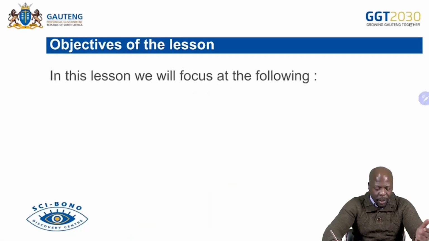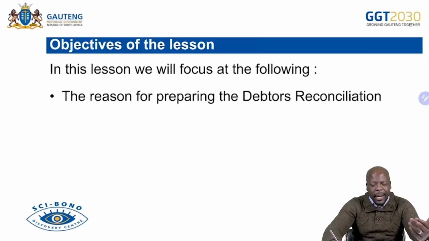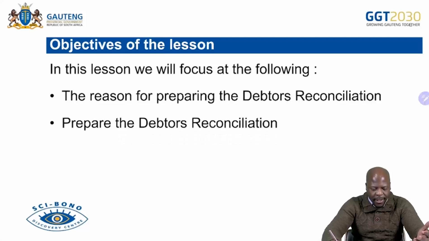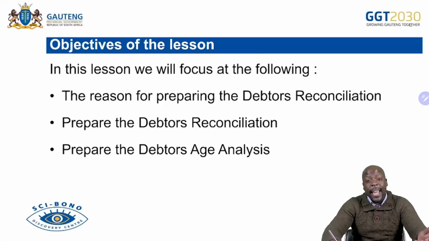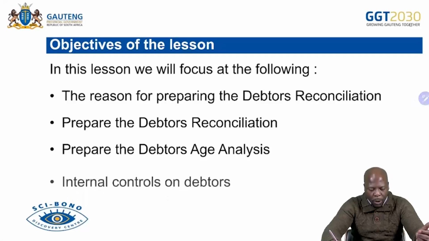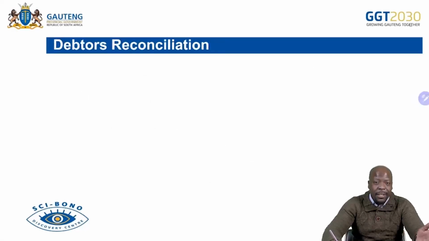It's very simple. Today, we intend to focus on the following items. Number one, the reason for preparing the debtors reconciliation. Why should we prepare the debtors reconciliation? As well as the process of preparing the debtors reconciliation. We'll also look at the debtors age analysis. If that one is a problem for you, please stay tuned in today's lesson. We will also look at internal controls on debtors. All right, so these are the things that we're going to be focusing on today.